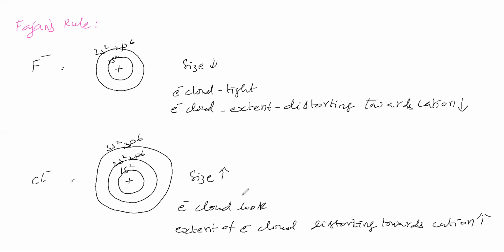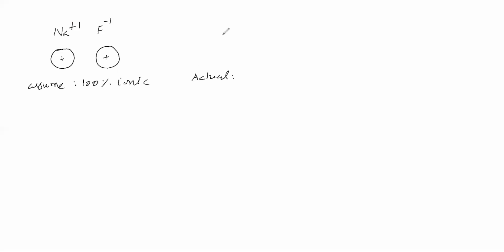What is the meaning of that? That we will see. First, we will take NaF. We will take Na plus and F minus. Now, this is the Na plus nucleus with its electron cloud, and this is the F minus nucleus with its electron cloud. Now we will assume 100% ionic nature. Now it is an assumption. What is the actual fact? We will see.